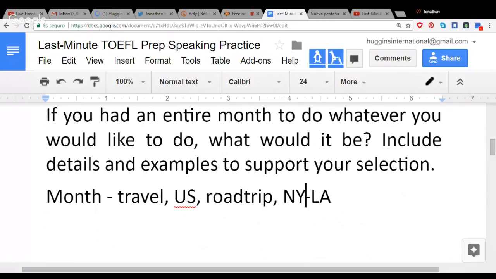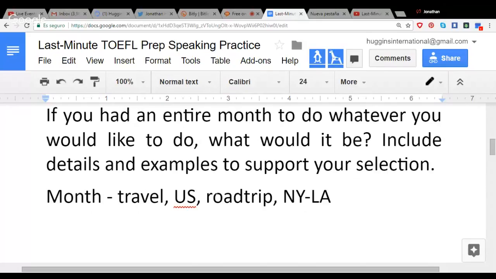Okay, so now that I'm thinking about it, if I look at a map, New York to Los Angeles via the southern states is maybe a bit strange. So maybe I would drive across from New York to Chicago and then down through the Midwest. But hey, if I have an entire month, why not? I could figure this out in another way.